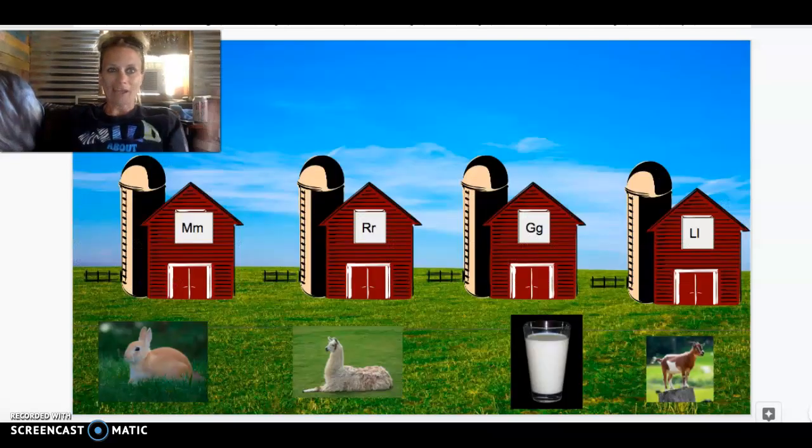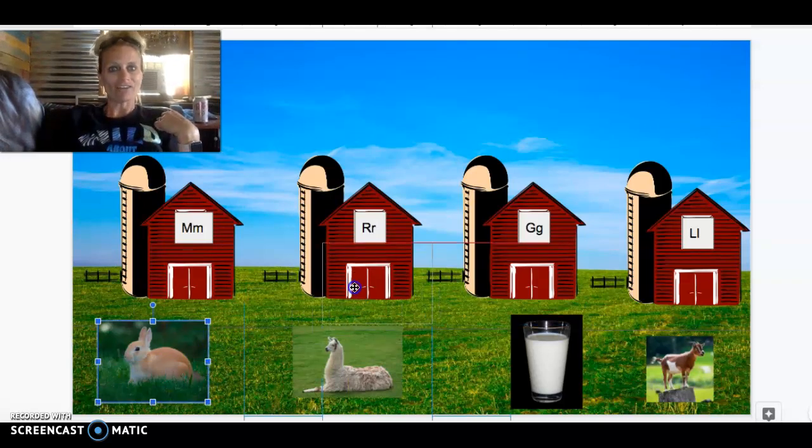All right, real quick, my animals got out. Can you help me put them in the correct barn? We have M, M, R, G, G, and L, L. Which barn would I put the rabbit in? What's that beginning sound? Rabbit.